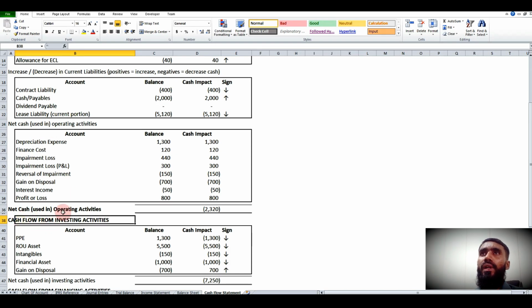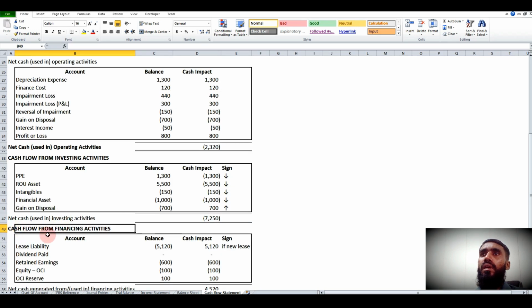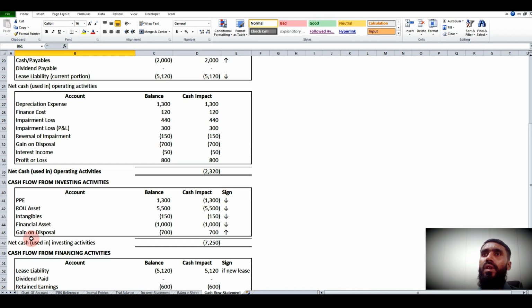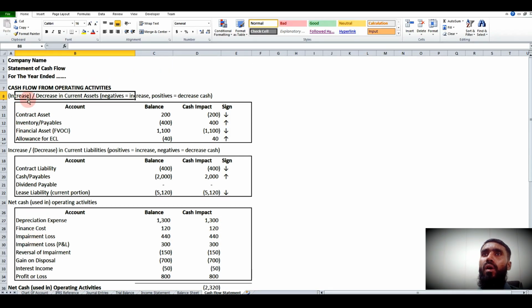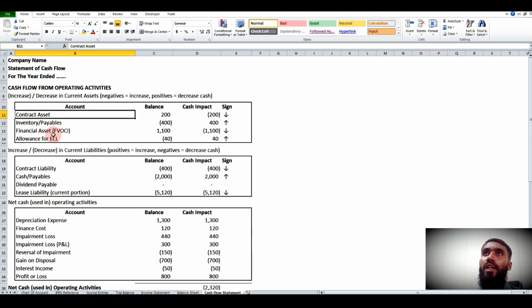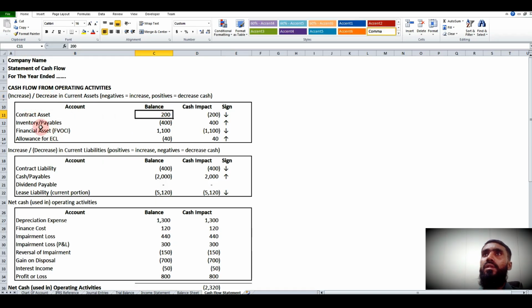Cash flow from operating activities, cash flow from investing activities, cash flow from financing activities, cash and cash equivalents at the end of the year. Increase or decrease in current assets. Now, negative equals an increase and positive equals a decrease in the cash in the cash flow from operating activities.